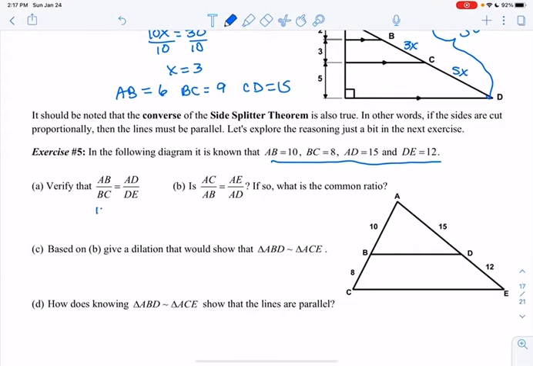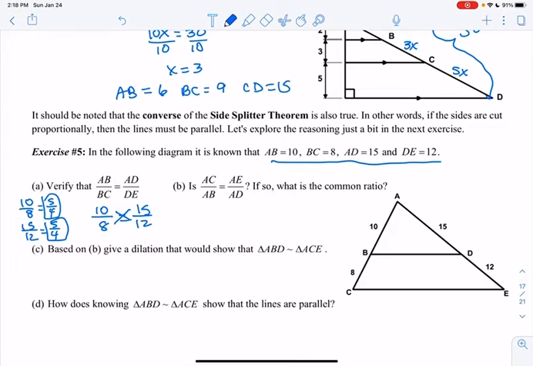Verify that AB, which is 10, over BC, which is 8, equals AD, which is 15, over DE, which is 12. Okay, so 10 over 8 and 15 over 12. I can cross multiply to verify. Even easier if you don't have a calculator, just take 10 over 8 and reduce it. They're both divisible by 2. That gives me 5/4. And take the 15 over 12 and reduce it. They're both divisible by 3. And again, that gives me 5/4. All right, I'm seeing that those ratios are the same.